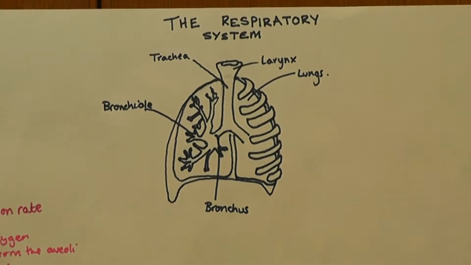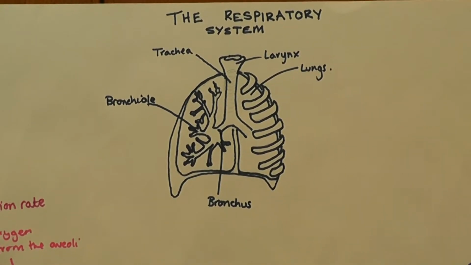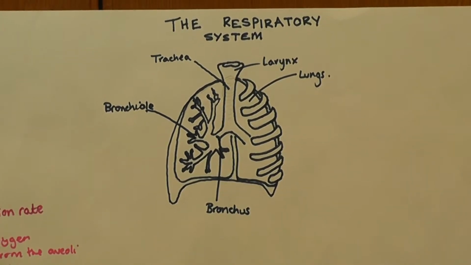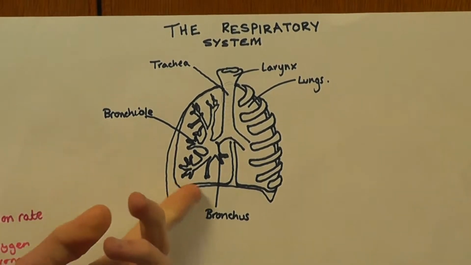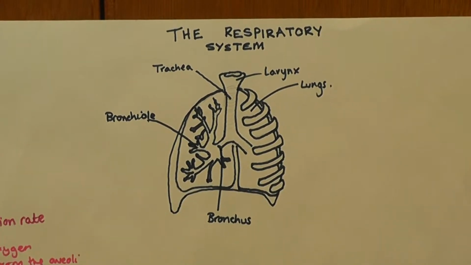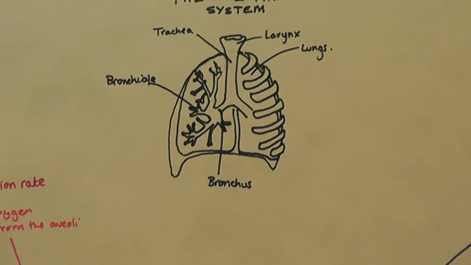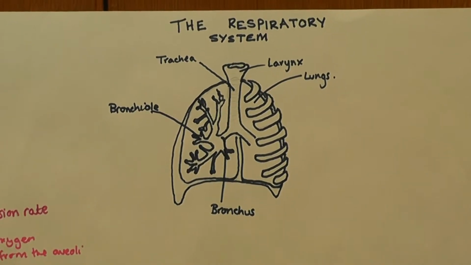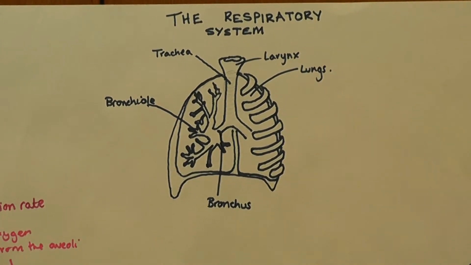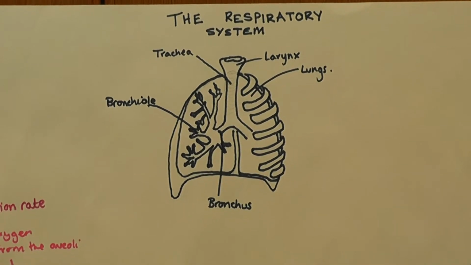The bronchioles are at the end of the bronchi and are small air sacs, also known as the alveoli. The lungs extend down to the diaphragm. Each lung is divided into lobes. On the left side there are 3, and on the right there are 2.